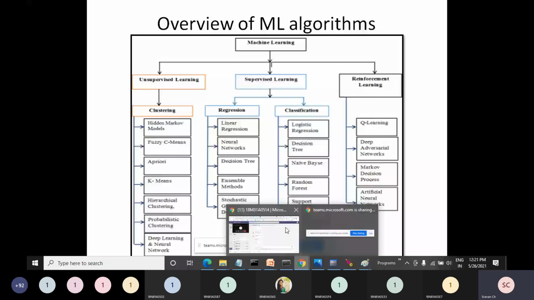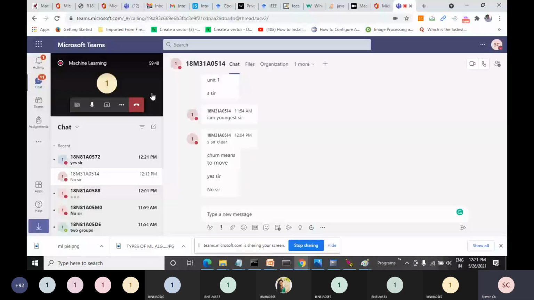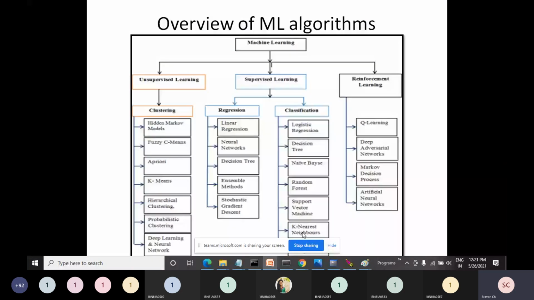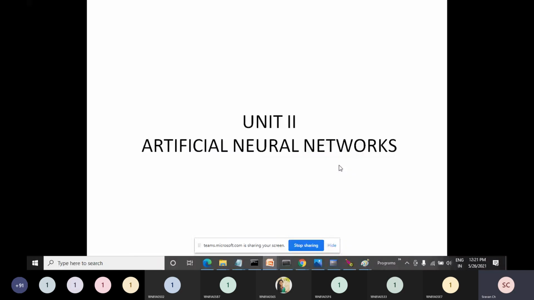Right. So in order to understand artificial neural networks, friends, the reason I have spent an entire class on the introduction part is so that you understand the importance of neural networks. Our second unit is artificial neural networks. Before getting into it, I just wanted to bring in some awareness of the varieties of problems that can be solved with machine learning.